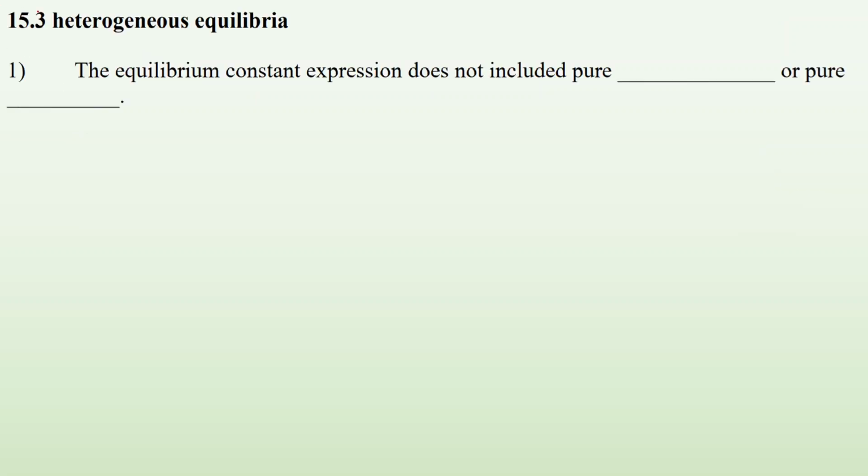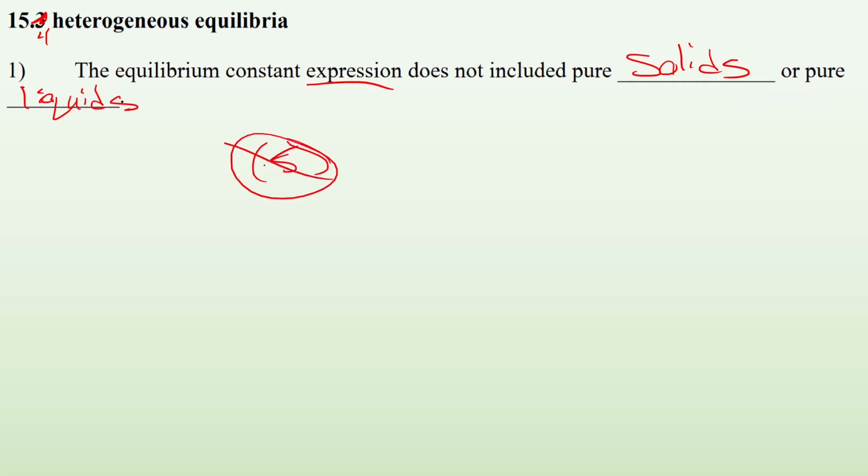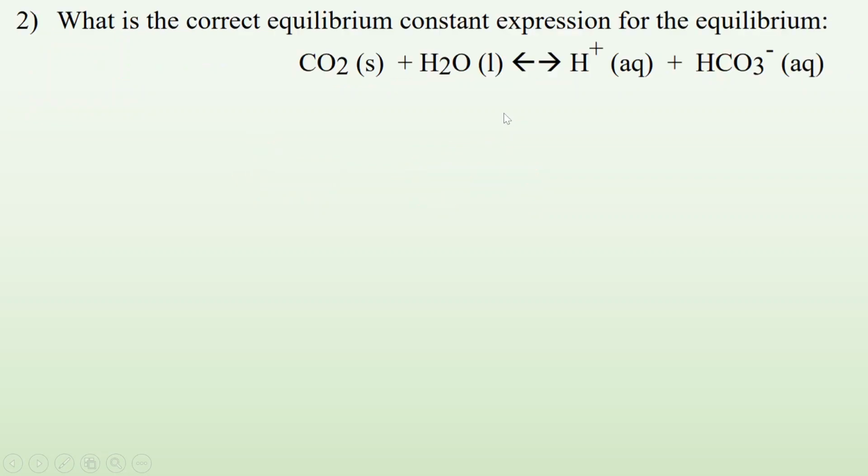All right, so 15.4, number one. The equilibrium constant expression does not include pure solids or pure liquids, right? So whenever we're writing the expression, if it's a solid, you're not including it. Here's a liquid, not including it. Number two, what is the correct equilibrium constant expression for this?